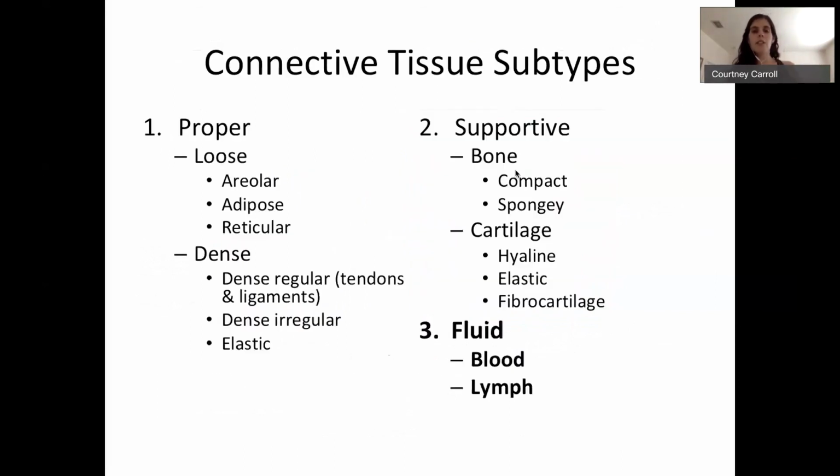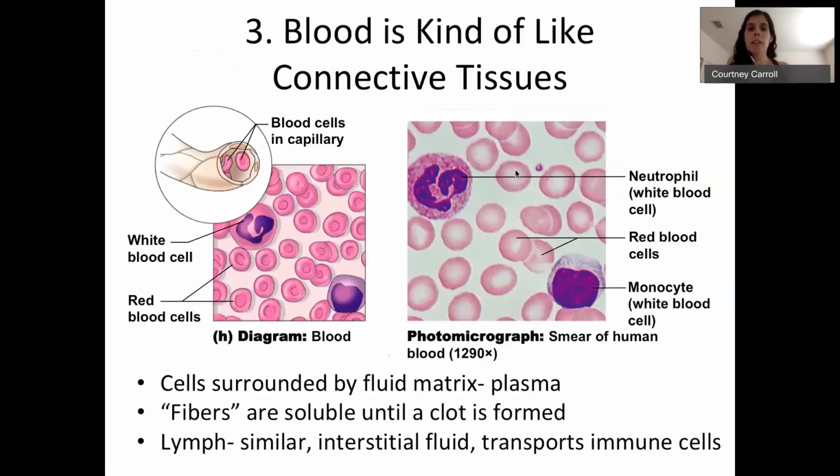Okay, let's end connective tissue by talking about blood. So we're not really going to talk about lymph. I'm going to save that for A&P2 when you talk about your lymphatic system. But blood is a weird type of connective tissue. Now, you might just think, well, it's a bunch of cells. Yes, but where's the extracellular matrix? Where are the fibers? The fibers are actually soluble until a clot is formed, and that's when you'll see those fibers form. So blood is cells surrounded by a fluid matrix, which is plasma, and lymph is similar. It is our interstitial fluid and transports our immune cells. And again, I'll save lymph for A&P2.